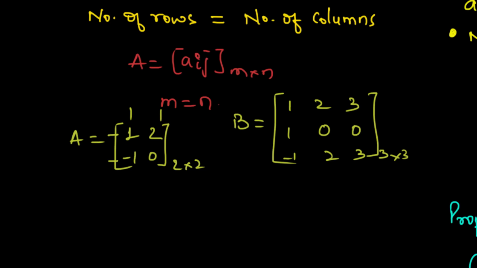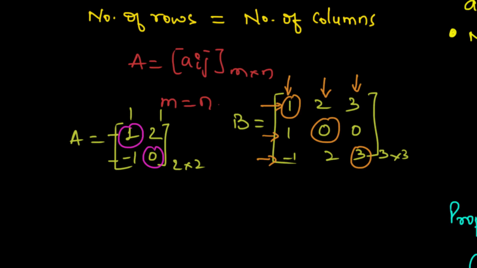However, consider the places where the row number is equal to the column number. Suppose this place, row is 1 and column is 1. This place where row is 2 and column is also 2. Here where row is 3 and column is also 3. All these places are called diagonal elements and the line along which they lie is called the principal diagonal. So in this matrix A, we have 1 and 0 as the diagonal elements and the line along which they lie is called the principal diagonal.